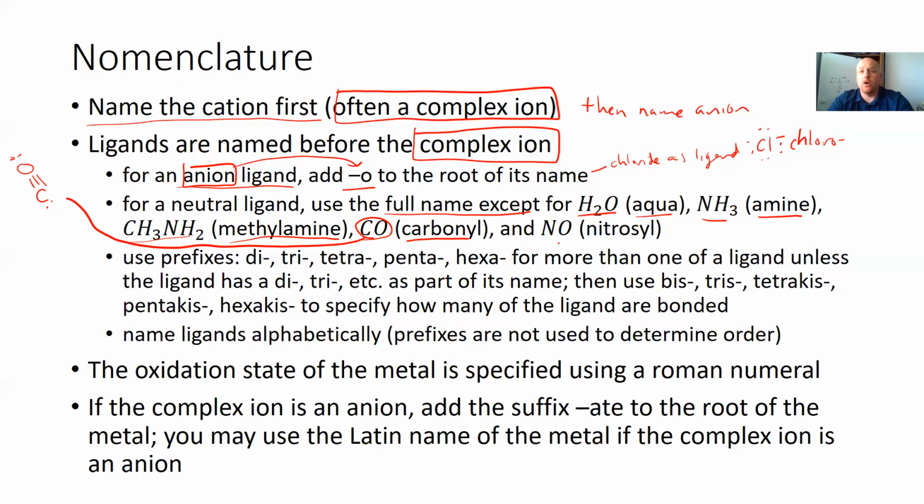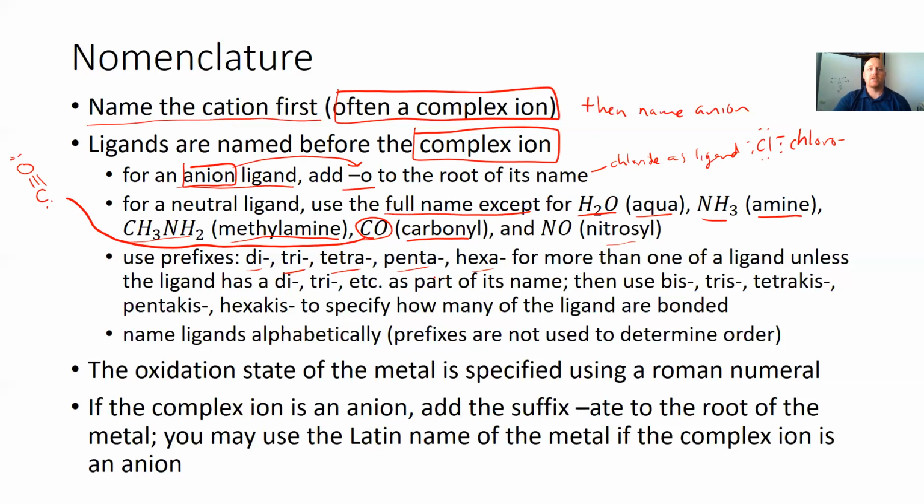And then if you have an NO, okay, an NO is a nitrosyl, okay? So we're going to use the full name of the ligand for anything other than if it's an anion, or if we have these neutral ligands, we'll use the full name unless it's one of those select few. We'll still use di, tri, tetra, penta, hexa for when we have more than one ligand. So for example, if you have 6 water molecules that are bonded to that central atom, it would be hexaaqua, okay? Or if it's 5 amines, it would be pentaamine, okay?